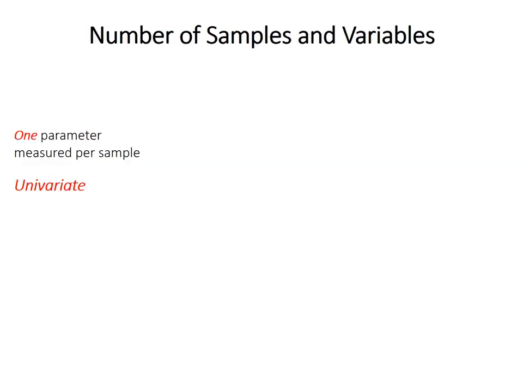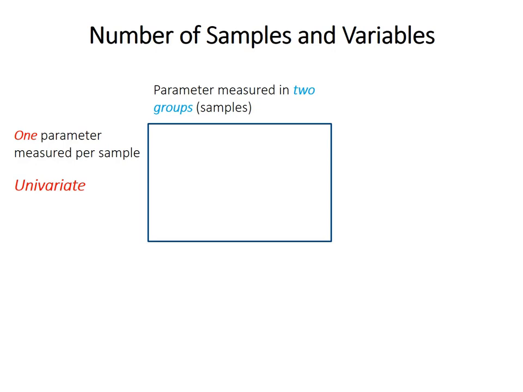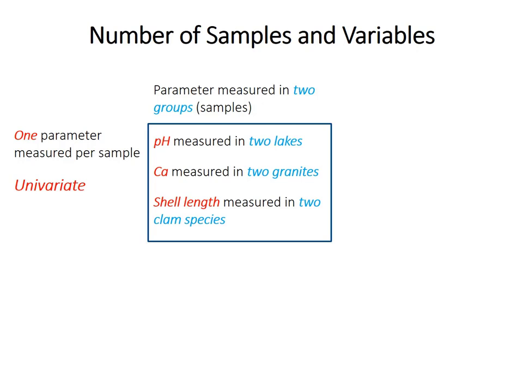So once you've determined the type of data, and especially if you're dealing with continuous data, you often need to know the number of samples and the number of variables in order to choose the appropriate test. Most commonly you'll have a single variable, one parameter, one thing that you've measured that you're comparing between your samples. This is called univariate. There are tests designed specifically to compare two samples. For example, comparing pH, which is one variable, between two lakes, two samples, two groups. Or calcium concentration, also one variable, between two samples of granite. Or shell length, a single variable, between two different species of clams.